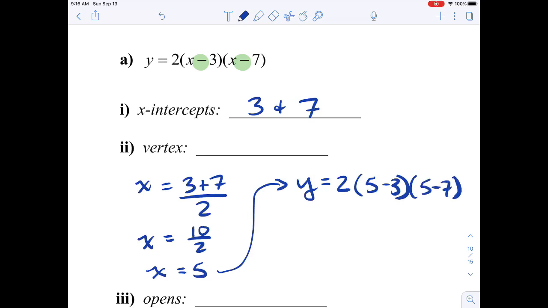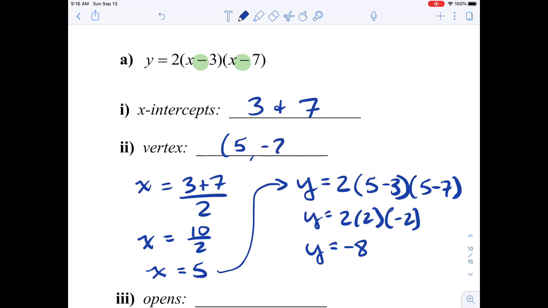And 5 minus 7. And so y is really equal to 2 times positive 2 times negative 2. We multiply all of that together, we get negative 8. So therefore we put all of that together, and we have the vertex 5, negative 8. So it took us a little bit of work.